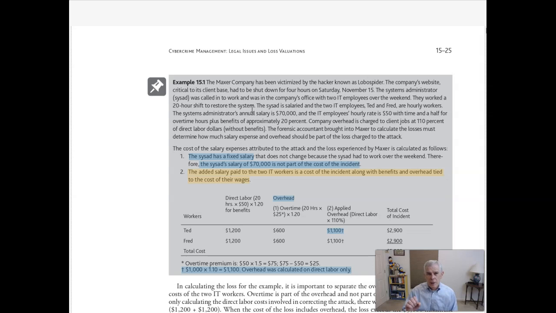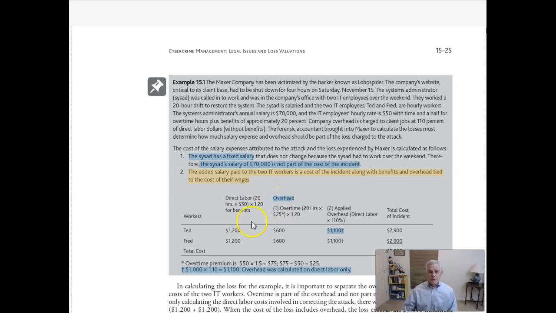Now the administrator has a fixed salary. So if the administrator comes in, and no overtime is being paid, so if the administrator comes in on a weekend, that person doesn't get paid. That's not part of the loss. That's why it says here, fixed salary, and that salary is not part of the loss in this incident. Now, the 2 workers you brought in and had to pay extra over the weekend, those were losses. That was actual cash going out the door. That's part of the loss.